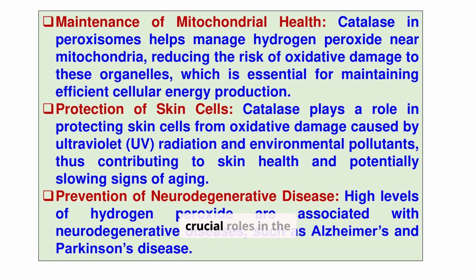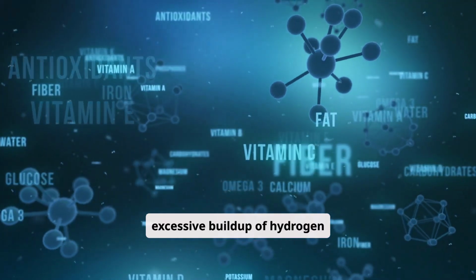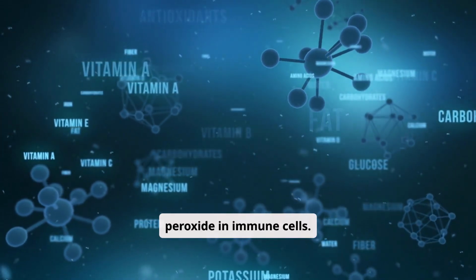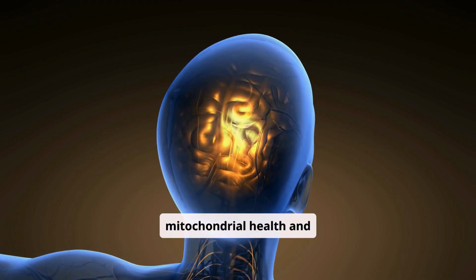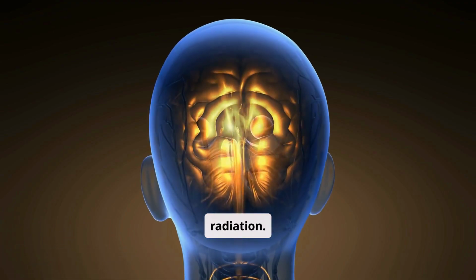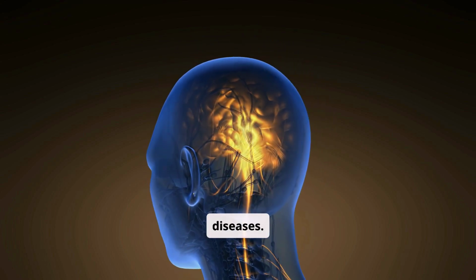Catalase plays several crucial roles in the body. It breaks down hydrogen peroxide, protecting against damage to lipids, proteins, and DNA. It also supports immune function by preventing excessive buildup of hydrogen peroxide in immune cells. Catalase also maintains red blood cell integrity and aids in cellular detoxification in the liver and kidneys. Furthermore, it helps maintain mitochondrial health and protects skin cells from UV radiation. Finally, it may play a role in preventing neurodegenerative diseases.